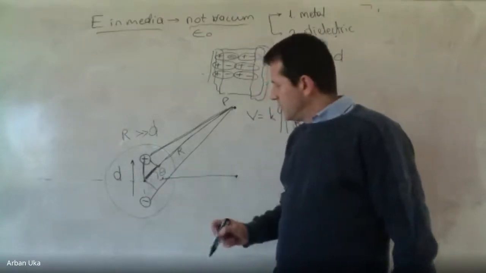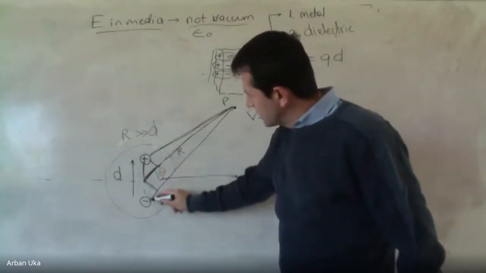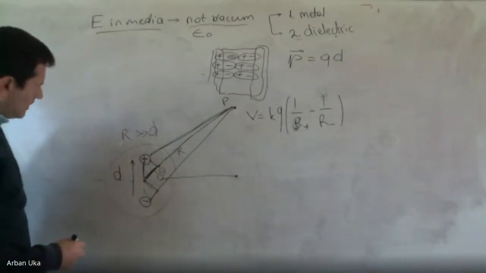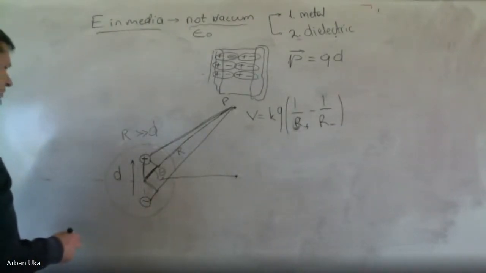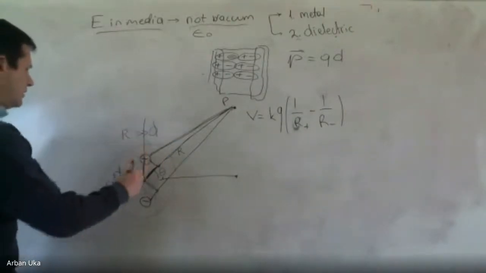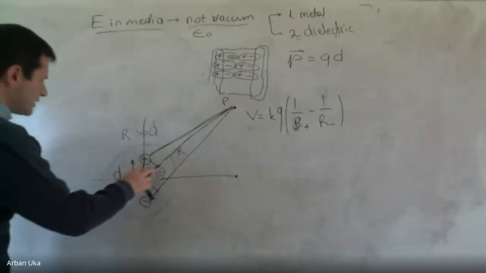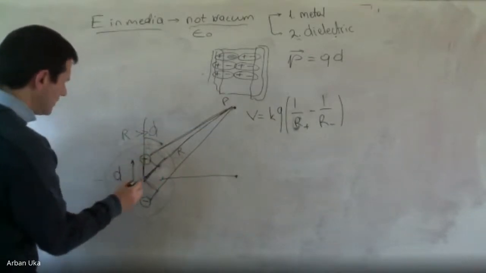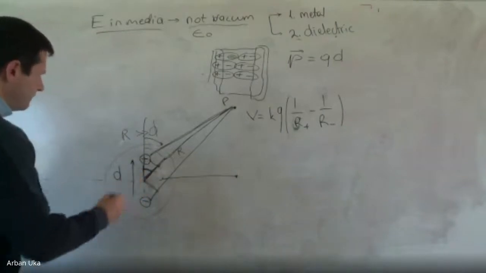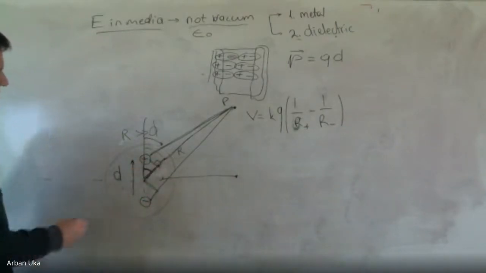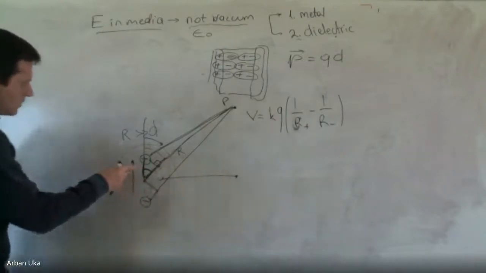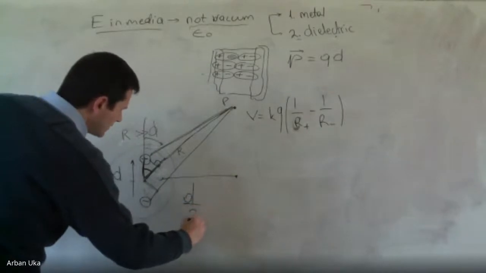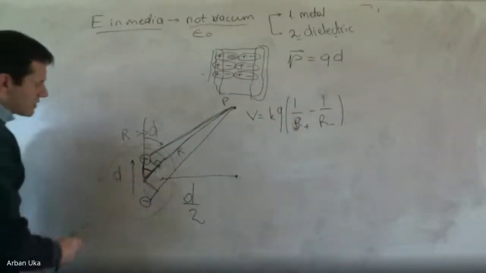This distance here, which is also equal to this distance here, we can write this one as the, so let's think for a moment. No, let's see what we denote with theta. Let's better denote with theta this angle, and it's going to be also this angle, which means that this is 90 degrees, and this is d over 2, because d is the distance between the positive and the negative. This is half of this distance times cosine theta.